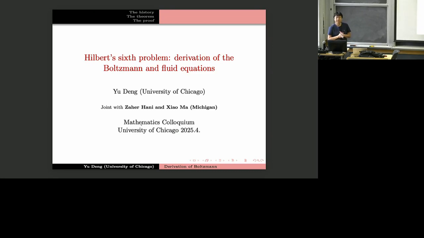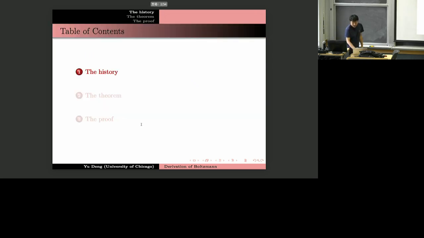He'll speak to us about Hilbert's sixth problem, derivation of the Boltzmann and fluid equations. This is joint work with Zaher Hani and Xiao from the University of Michigan. Since the title mentions Hilbert's sixth problem, I will start this talk by introducing what Hilbert's sixth problem is and the scope of our work.